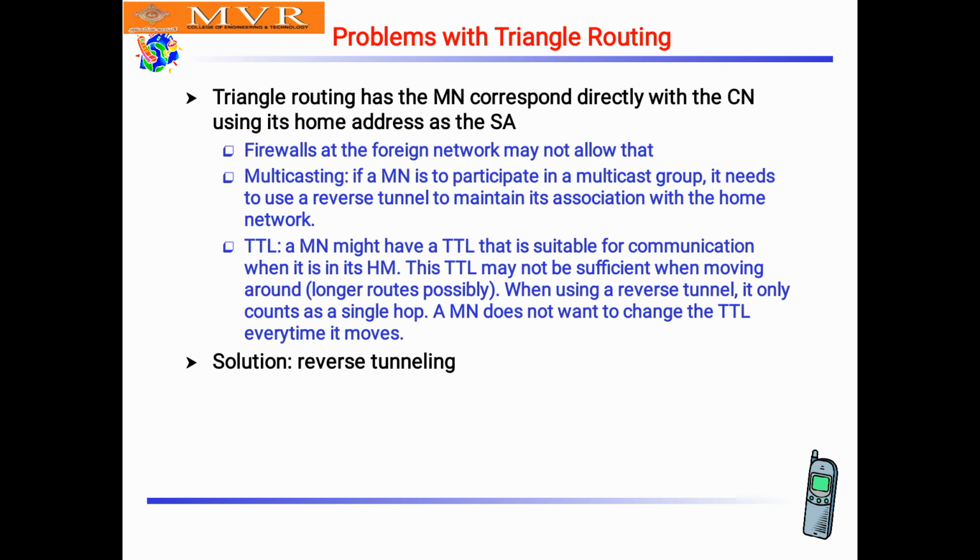And the problems for triangle routing: it has some problems. The problems are that firewalls of the foreign network may not allow it, multicasting is not allowed, and TTL may be a problem, as the mobile node has to sustain communication when it is away from home, and it may not be sufficient when moving around, and longer routes are possible. So for this triangle routing problem, the most common solution is reverse tunneling.